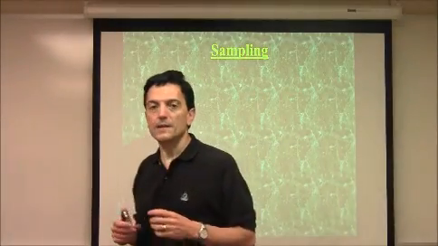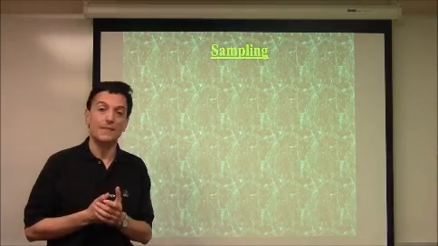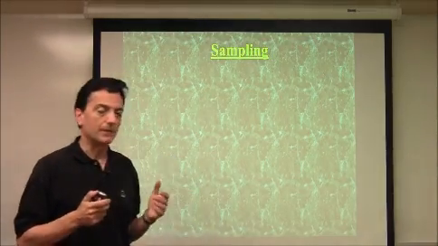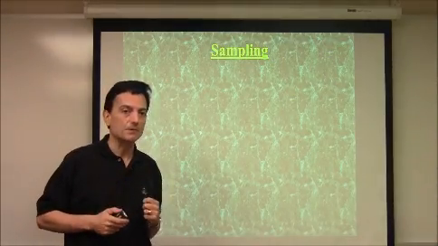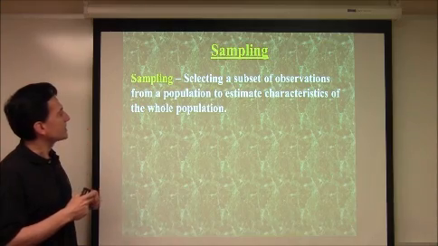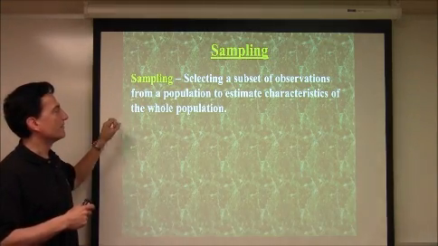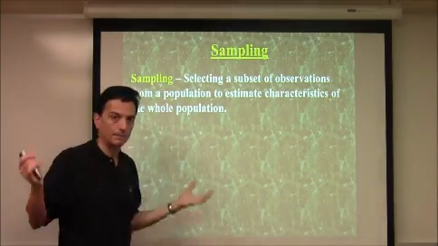Let's talk a little bit about the importance of our first major topic under the rubric of observation, and that's sampling. Sampling is something that we do really at a few different places in our research cycle, but it's key for observation. Let's first see if we can define it. Sampling can be defined as selecting a subset of observations from a population to estimate characteristics of the whole population.